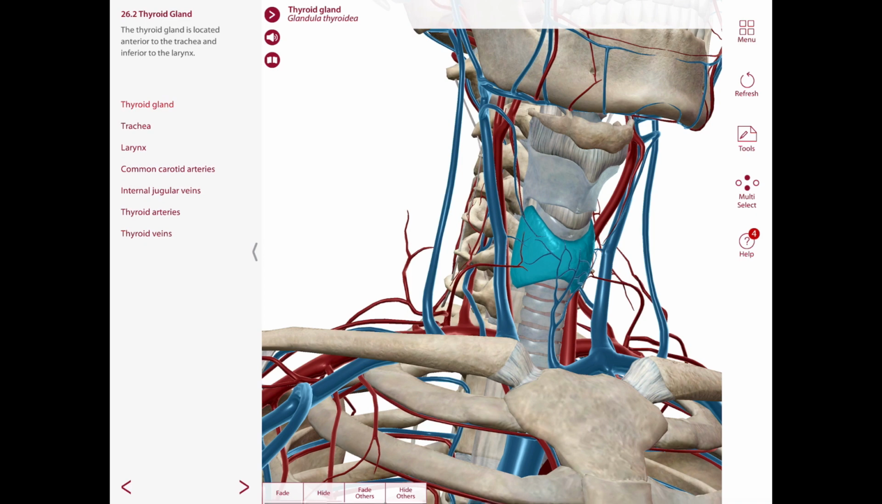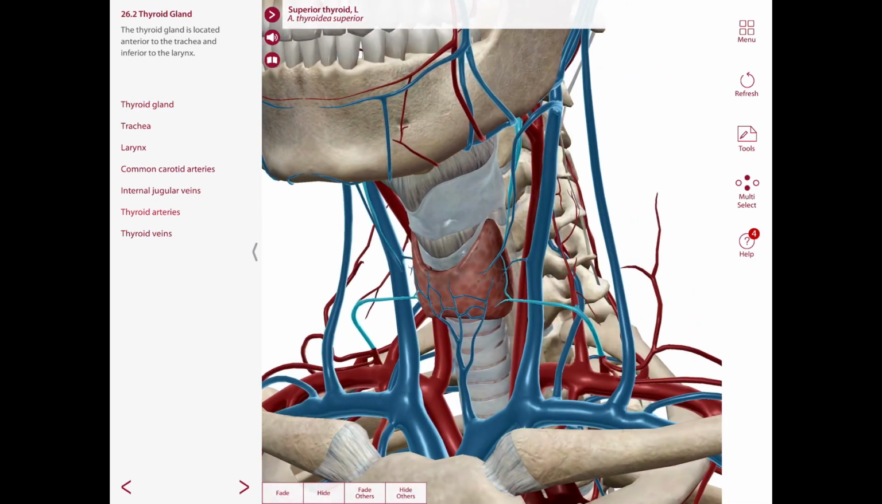Now, some of the anatomical relations of the thyroid gland include, anteriorly, we're going to see the sternothyroid muscle and the sternohyoid, and posteriorly, the 2nd and 3rd tracheal cartilages. Some of the arteries we're going to see supplying the thyroid gland is the superior thyroid artery. And here we can see some of those arteries specifically.